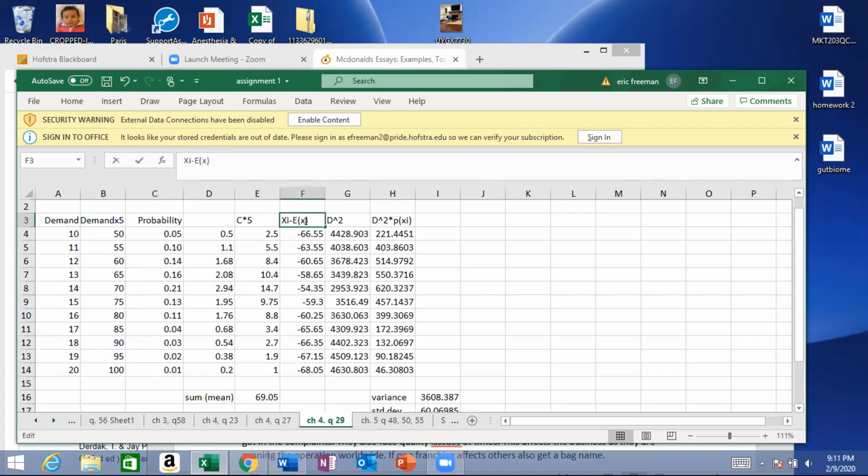Up here? Down, go down. Instead of E4, you're going to make it B4. And then copy that all the way down. E6. Yep, hit enter. Good. Double click on that little dot, just double click. Right, that's fine. Okay.